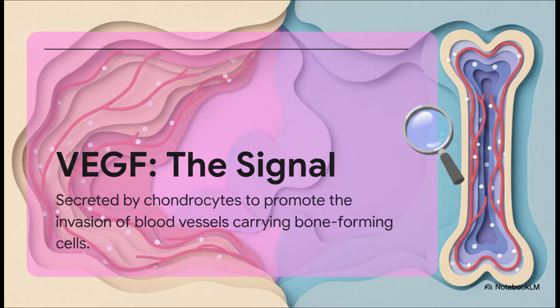And remember that chemical flare we talked about? The SOS signal from the dying cartilage cells? Well, this is it, VEGF. As those chondrocytes are starved of nutrients, they release this molecule, which acts like a super powerful magnet for nearby blood vessels, basically yelling at them to invade the dying cartilage. And that vascular invasion, that is the absolute turning point, because the blood brings in the osteoclasts to clear the debris and the osteoprogenitor cells that will become the brand new bone builders.